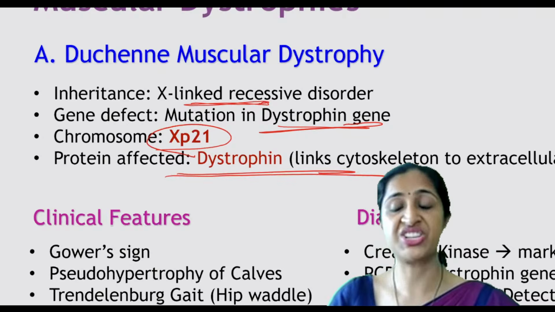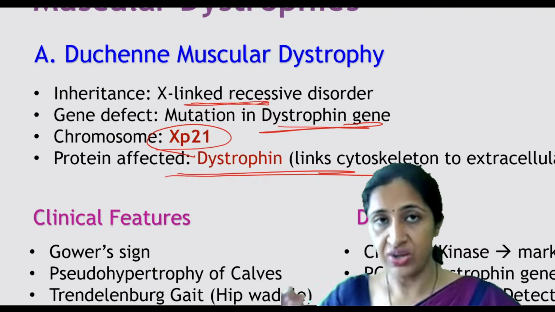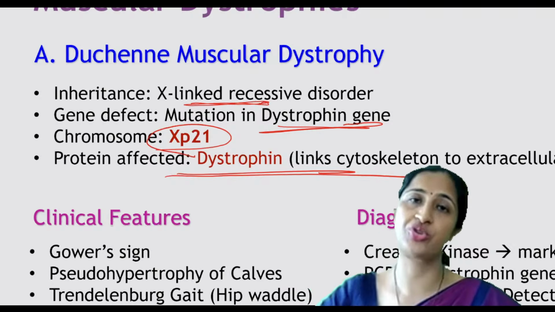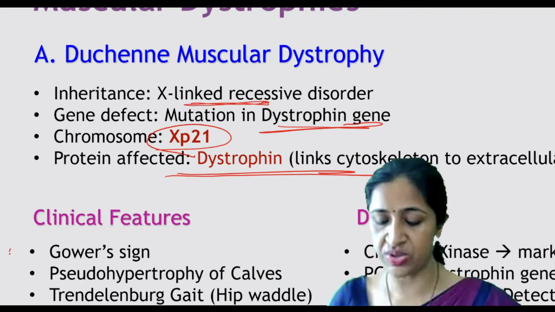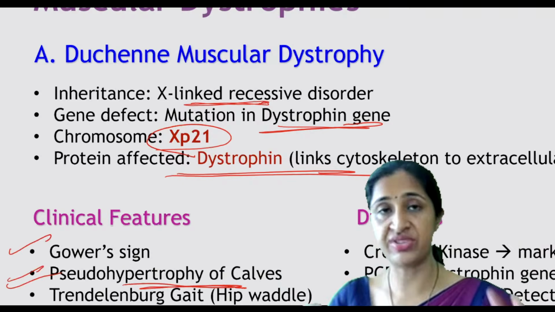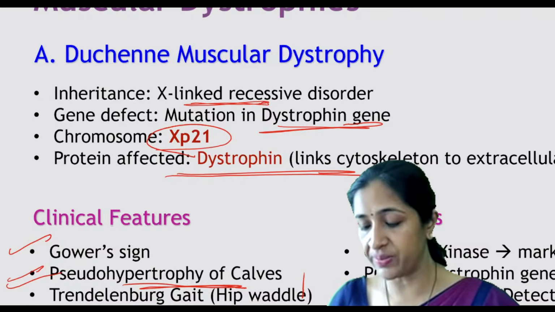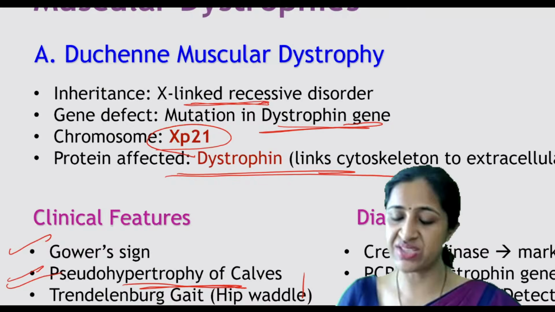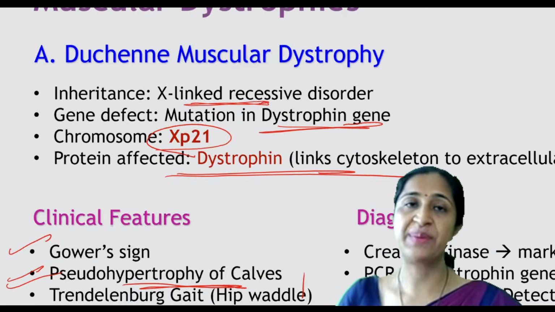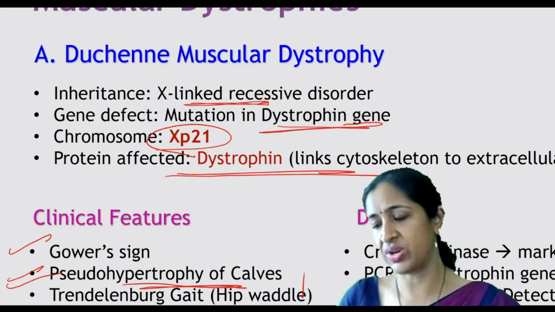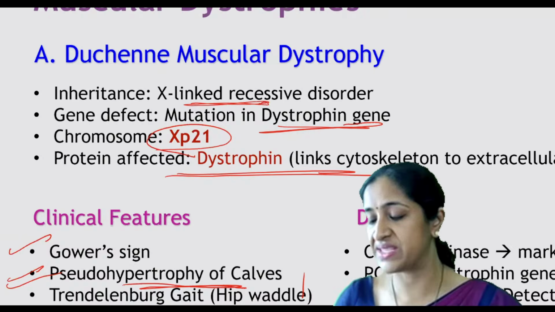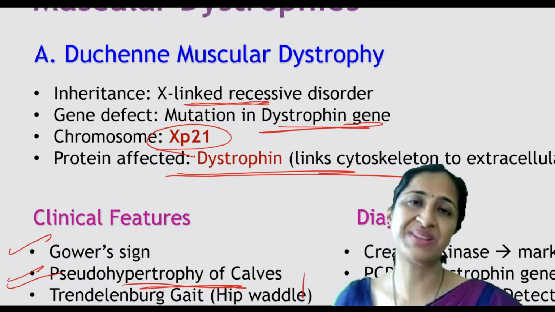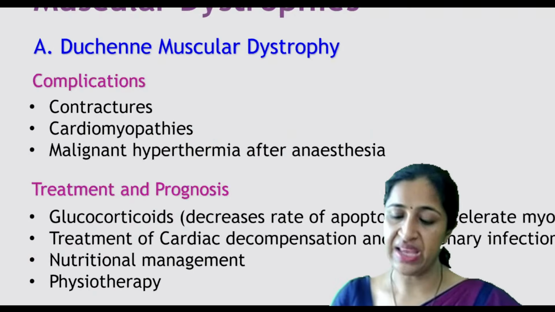Gower sign is where the child climbs on his own body. To get up, he will first hold the floor, floor to shin, shin to thigh, and then get up. That is Gower sign. Pseudohypertrophy of the calf is seen, called the inverted bottle appearance, or the champagne bottle appearance. Waddling gait, which is called the Trendelenburg gait. CPK is markedly elevated. You can confirm by genetic analysis and PCR for the dystrophin gene, and muscle biopsy does show everything.